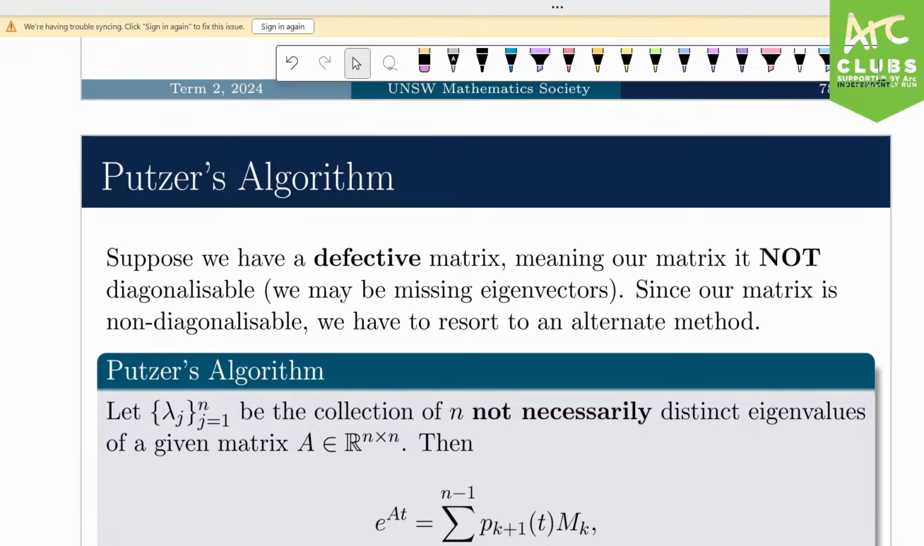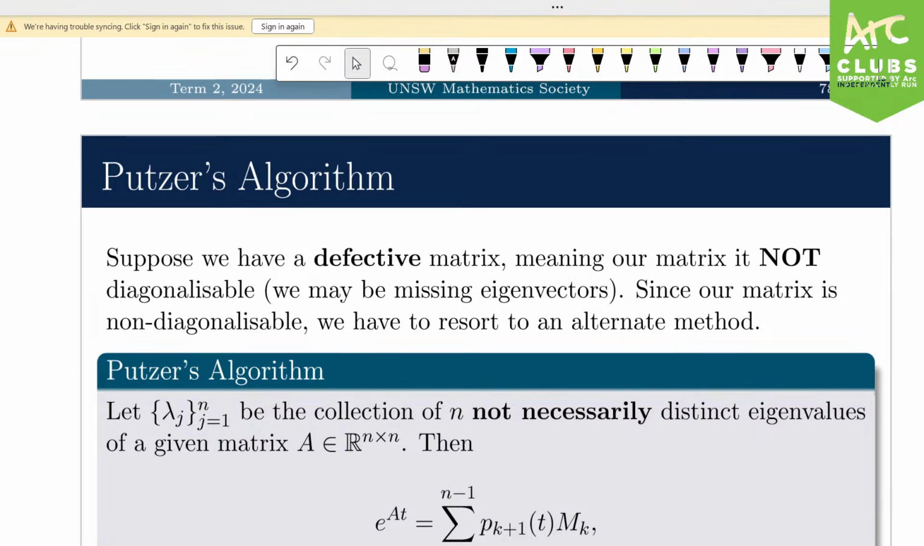Since the matrix is non-diagonalizable, we've got to resort to this new method. Let lambda j, from 1 to n, be a collection of n not necessarily distinct eigenvalues for a given matrix, so we might have double ups in eigenvalues. Then we say that e to the At is this sum from k equals 0 to n minus 1 of some polynomial p of k plus 1 of t times some matrix Mk.